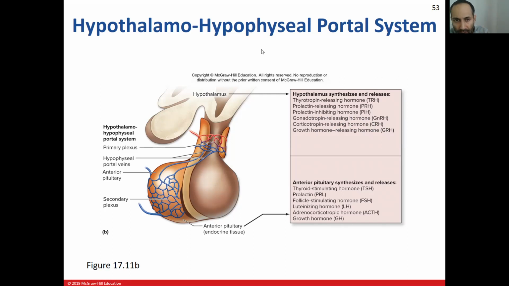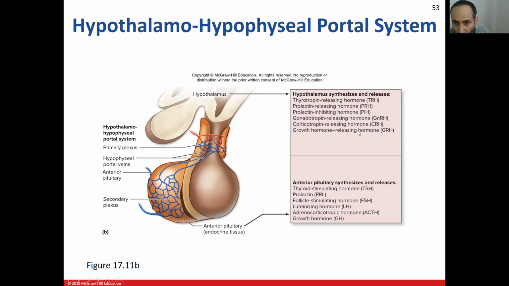And what do these hormones do? They go down to the anterior pituitary and stimulate it to release its own battery of hormones. So TRH from the hypothalamus will cause your anterior pituitary to release TSH, thyroid stimulating hormone, which will stimulate your thyroid. The prolactin releasing hormone from your hypothalamus would stimulate prolactin secretion from the anterior pituitary, which will cause milk production in the breast. The prolactin inhibiting hormone will inhibit the secretion of prolactin, right?